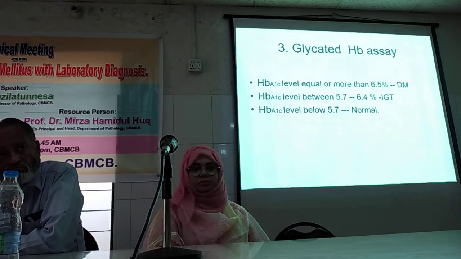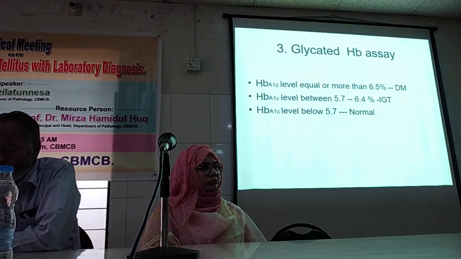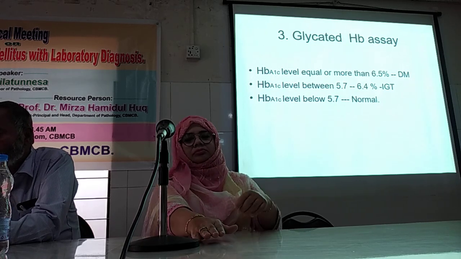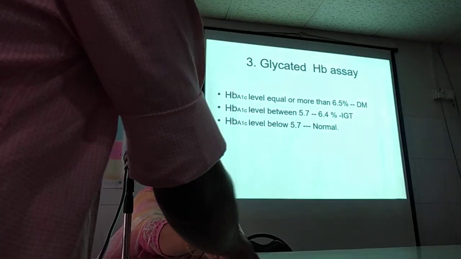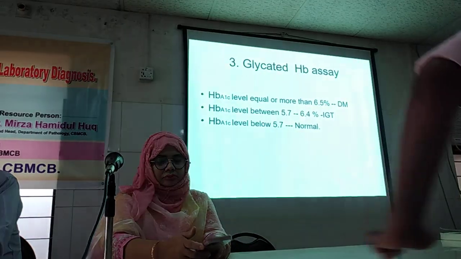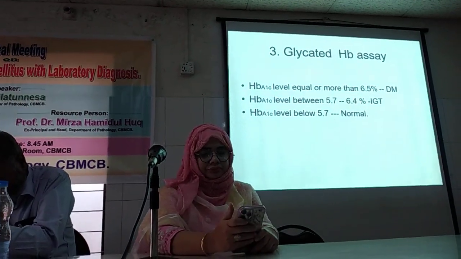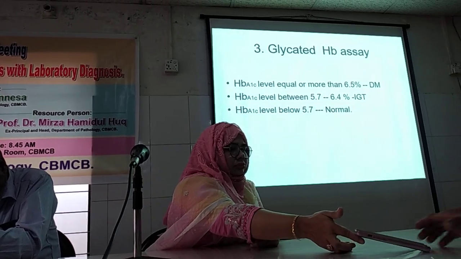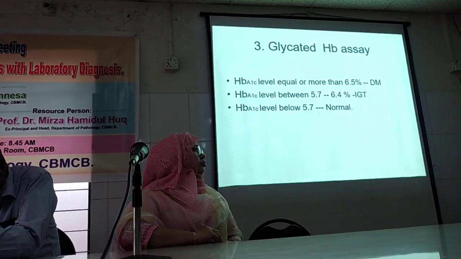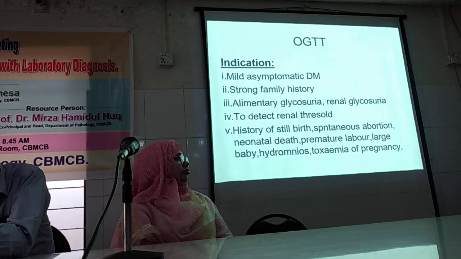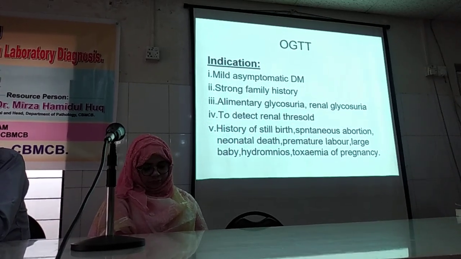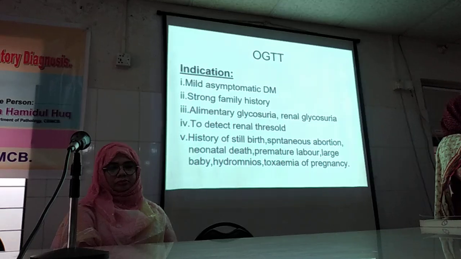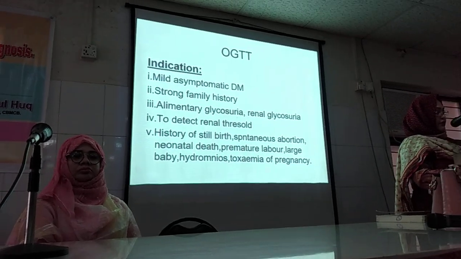Glycated hemoglobin assay: here normal is below 5.7%, impaired 5.7 to 6.4%, and equal to or more than 6.5% in a diabetic patient. Oral glucose tolerance test is the confirmatory test of diabetes mellitus.